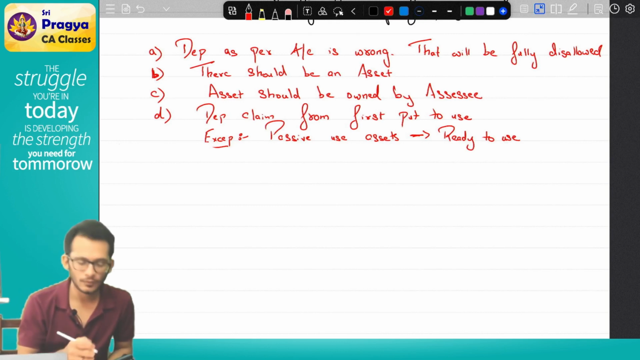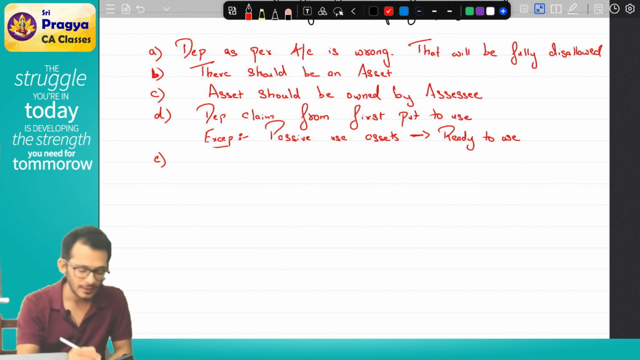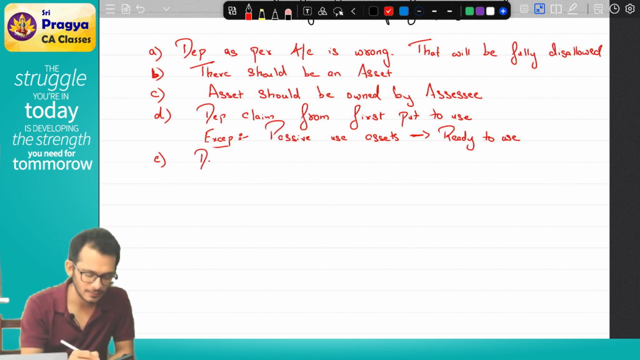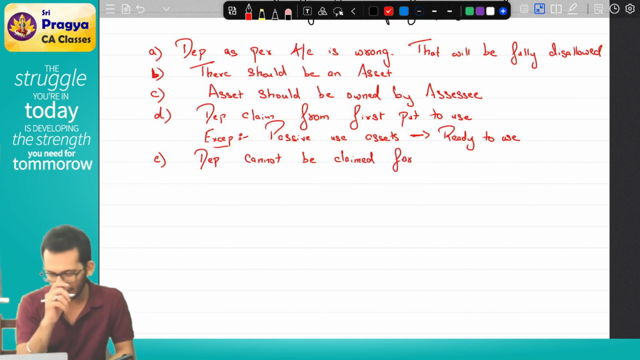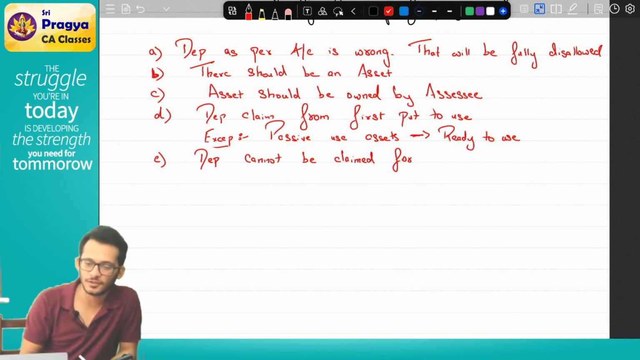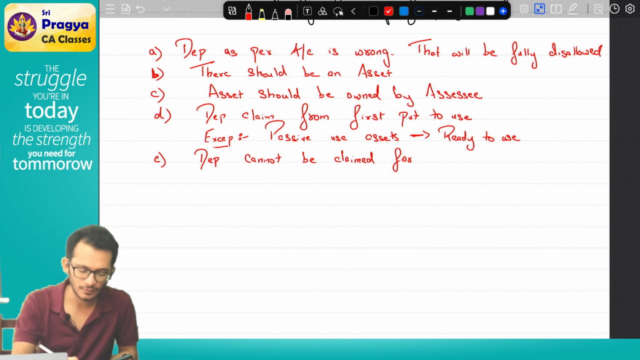With that, the 5th golden rule comes and says depreciation under Income Tax Act cannot be claimed for certain assets. Tell me, you have assets in your books. Which asset do you think cannot be depreciated? Land. So you cannot claim depreciation on land.